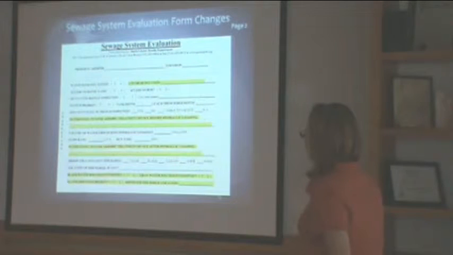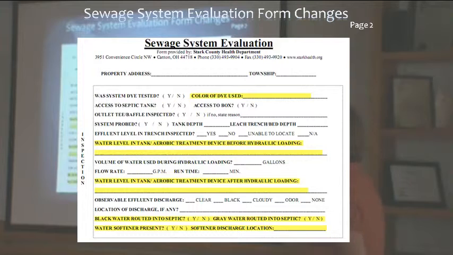The water level before you start your hydraulic loading in the septic tank. So before you flush the dye and start running water, you want to go out to the tank and measure from wherever you want, but you can put on there, like, from the top of the riser down to the water level. It's 24 inches. Then when you're done running all your water, you want to measure it again, and if the water level's come up, that tells us that there's an issue. So that's something new.